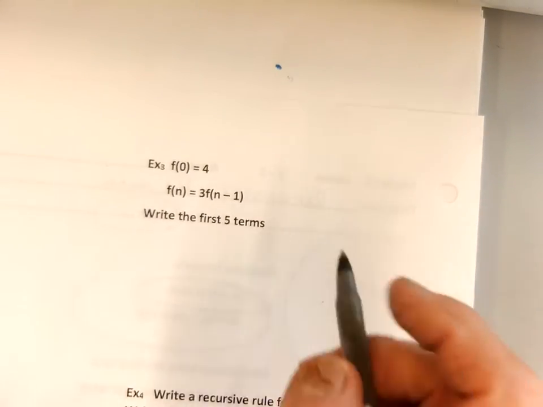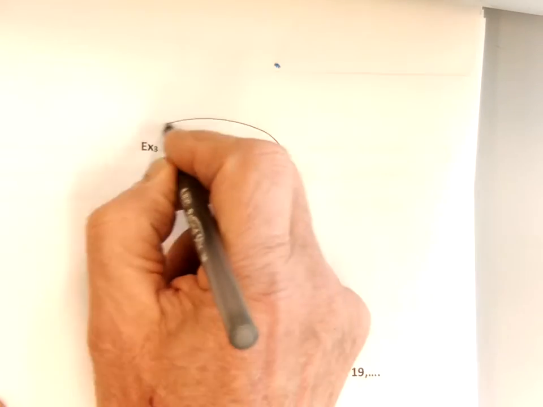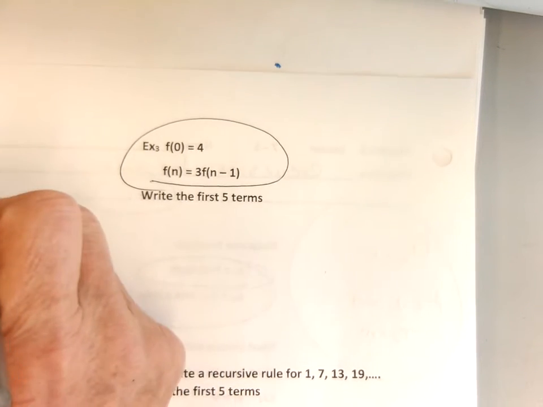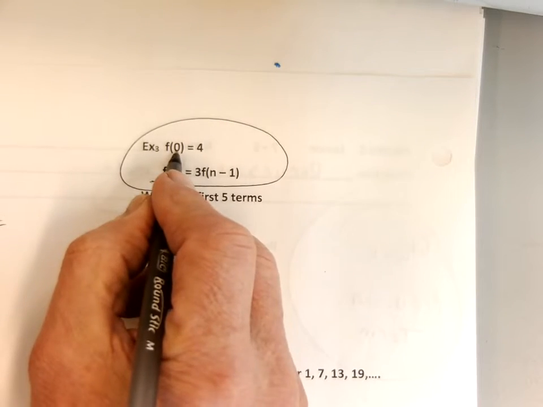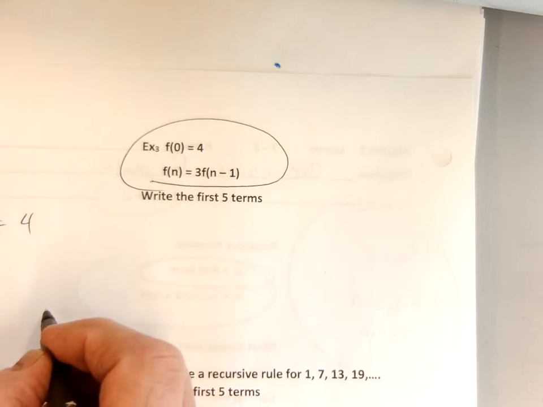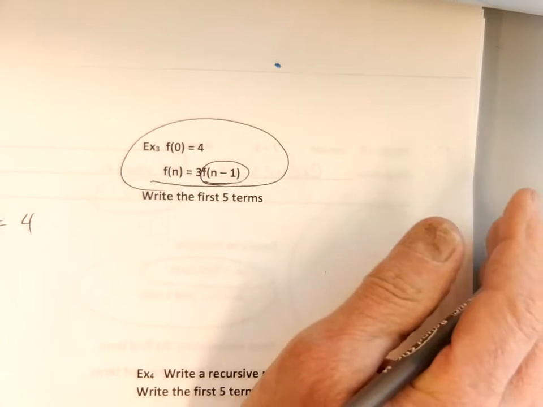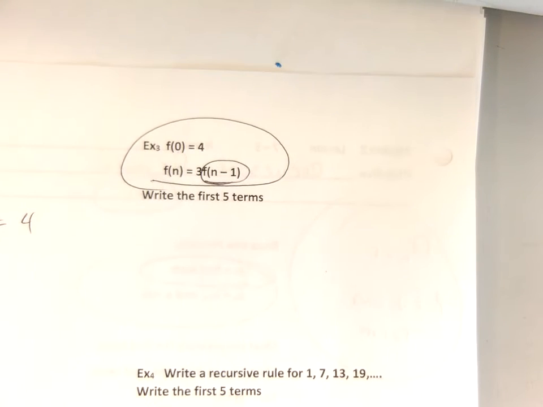So this is the same way. It's the exact same type of question, but it's just written differently. F of 0 is like the first term. So I'm going to rewrite it as A1. F of 0, start at 0, is 4, okay? So this is the same thing as the previous term. It's just written in a different way. They want it written in function form, okay?